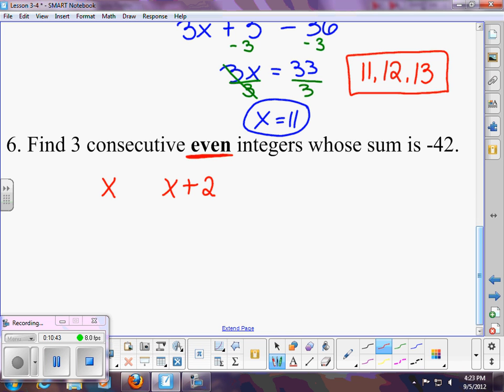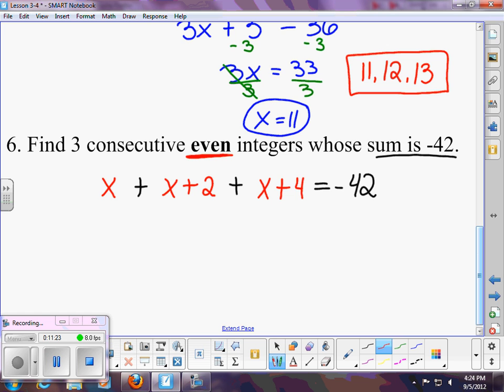And then the next integer, what do you think it's going to be? It's not x plus 3. It should be x plus 4. So the first integer is x. The second is x plus 2. And the third is x plus 4. Their sum should be negative 42. What's interesting about this is that this little rule for the even integers is the exact same setup for an odd integer. Keep that in mind.